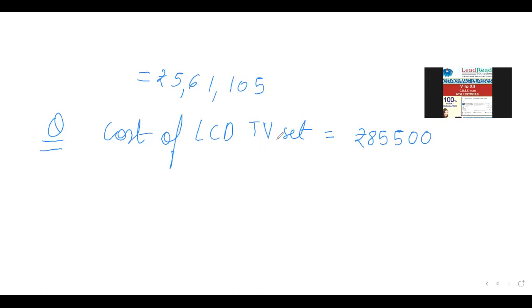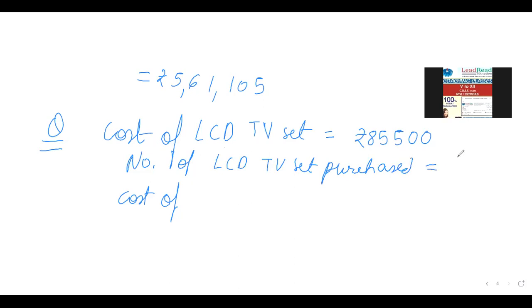So cost of LCD TV set is 85,500. Okay, now the dealer purchased LCD is equal to 120, the number of LCD TV sets purchased. Okay, this should be the statement. It is equal to 120.